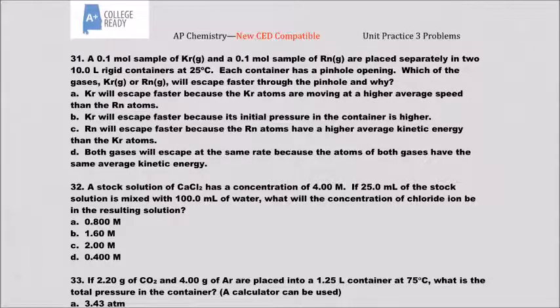We need to look at our periodic table and molar mass. If we look at krypton's molar mass and radon's, we'll see that krypton has a lower molar mass. We would expect it to escape faster. So we have to look and see, because A says that, B says that. Let's look at the reason. Krypton escapes faster because its atoms are moving at a higher average speed, or krypton will escape faster because of its initial pressure. See, it has nothing to do with pressure. It has to do with the kinetic energy, and to maintain the same kinetic energy, a lower mass has to move faster. 31 is A.